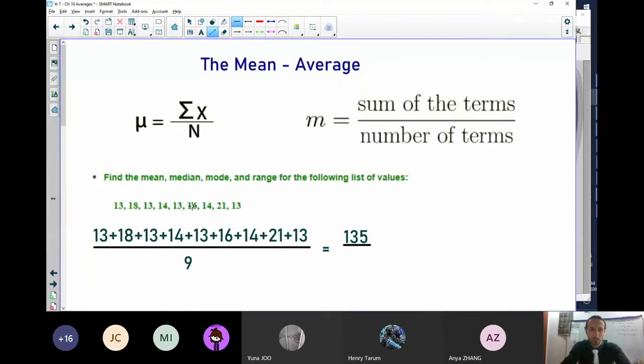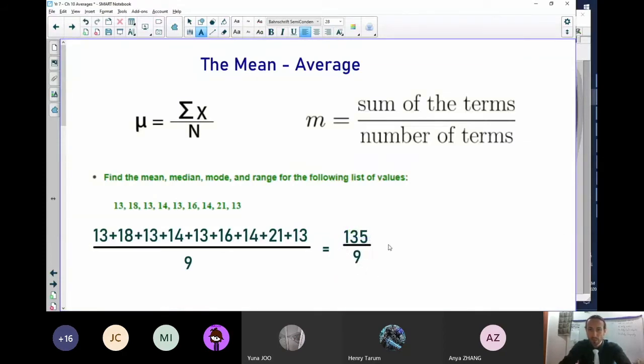All right, so we've got 135, and we're going to divide that by the number of data that we have. So if we counted them all up, they all add up to 9. Let's just double check that they add up to 9. 1, 2, 3, 4, 5, 6, 7, 8, 9. So yep, they add up to 9. So 135 divided by 9.